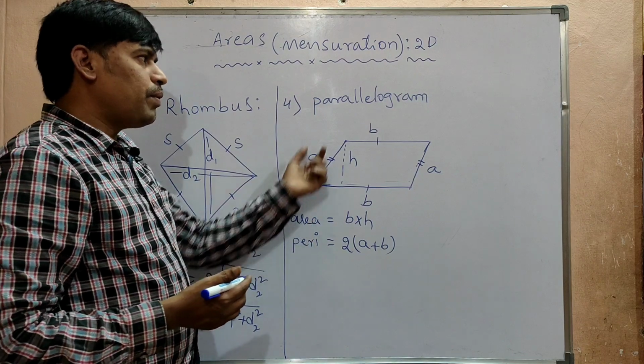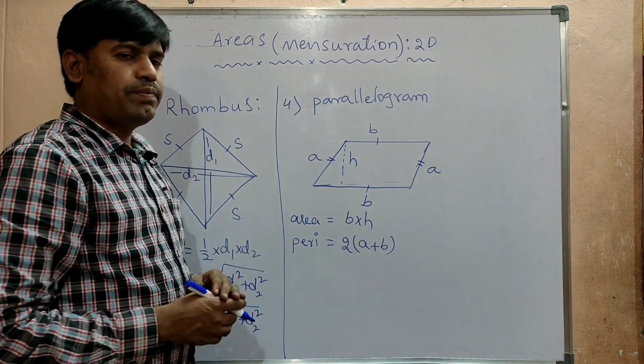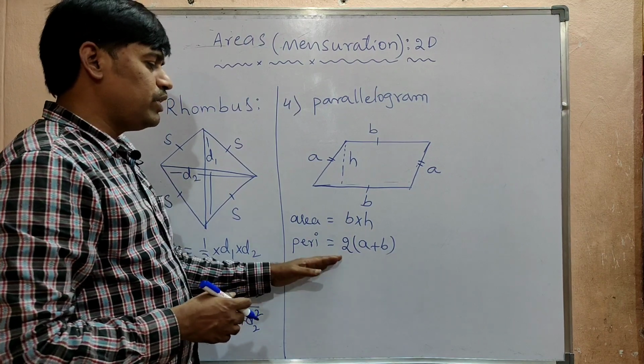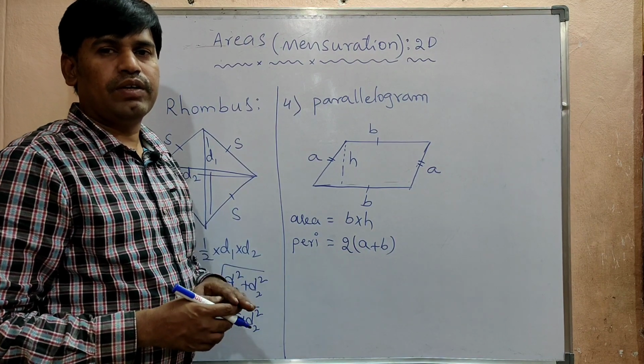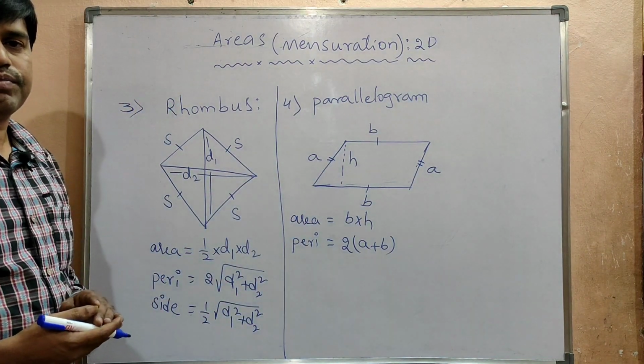Now area of the parallelogram is equal to base into height. Perimeter of the parallelogram is equal to 2 into (a plus b). Okay, now your parallelogram formulas are completed.